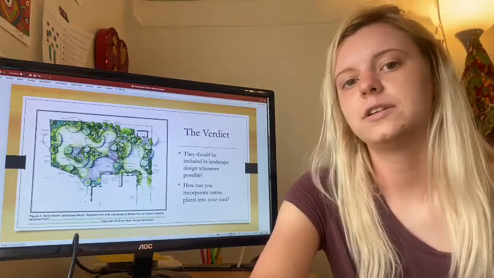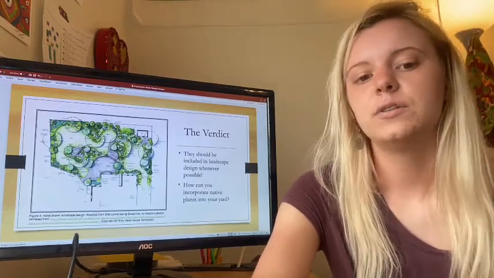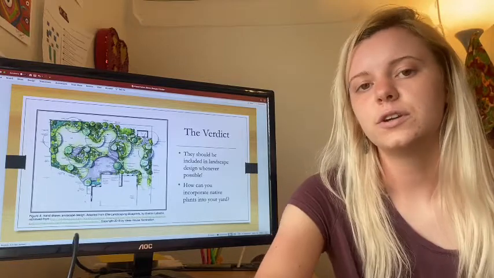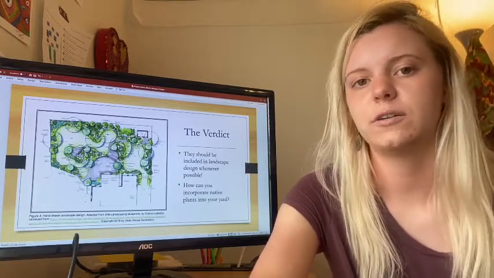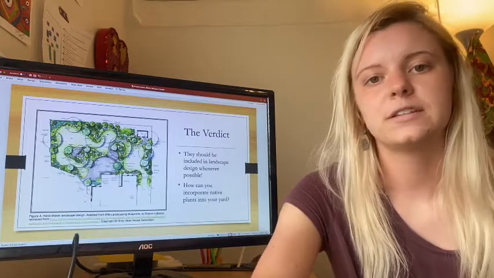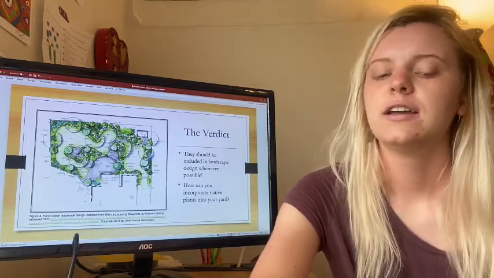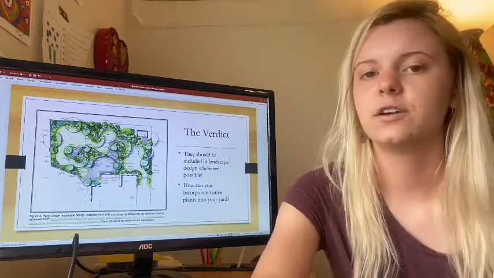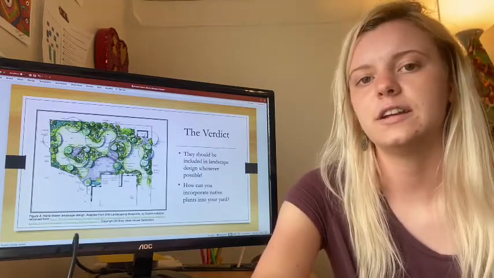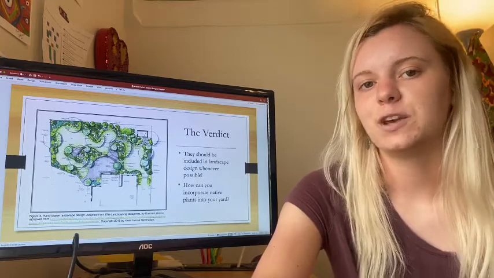So with that, I want to leave you with the question, how can you incorporate native plants into your yard? So the next time you go to a plant nursery, I would urge you to check out their native plant supply and see if anything catches your eye, and to do your research to see if your backyard is equipped for the resources that native plants need and if they would be right for you.